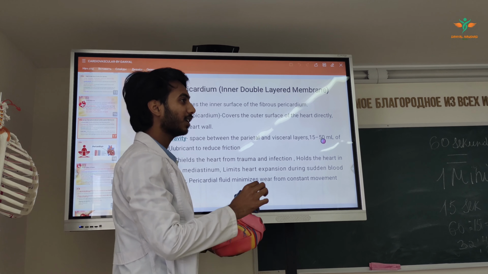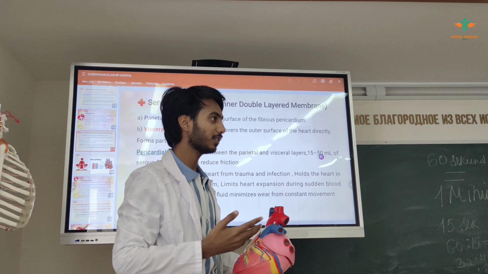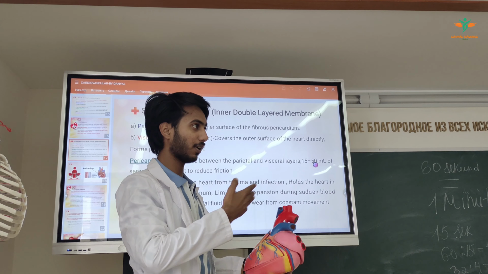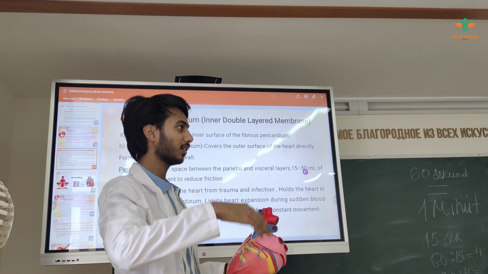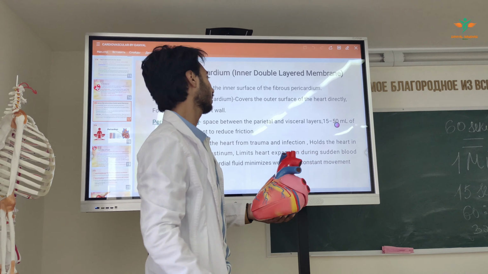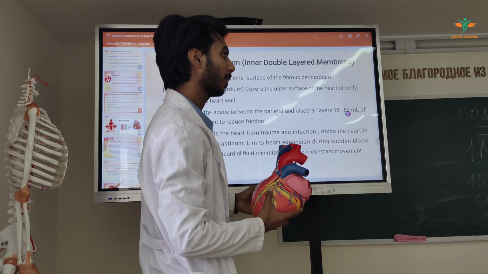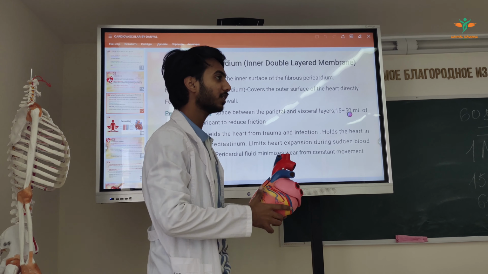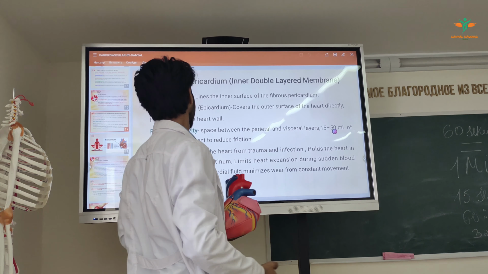Serous pericardium is the inner double-layer wall. There are two layers, parietal and visceral. The parietal layer is attached to the fibrous layer, and the visceral layer is attached to the heart, and it goes to the base and rests on the diaphragm. There is a pericardial cavity, the space between the parietal and visceral layers, covering 10 to 50 micrometers.